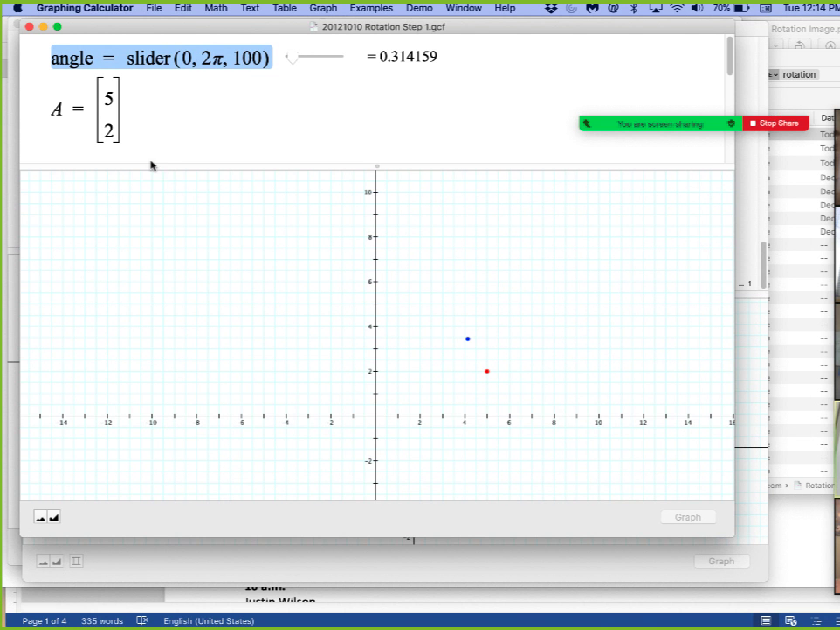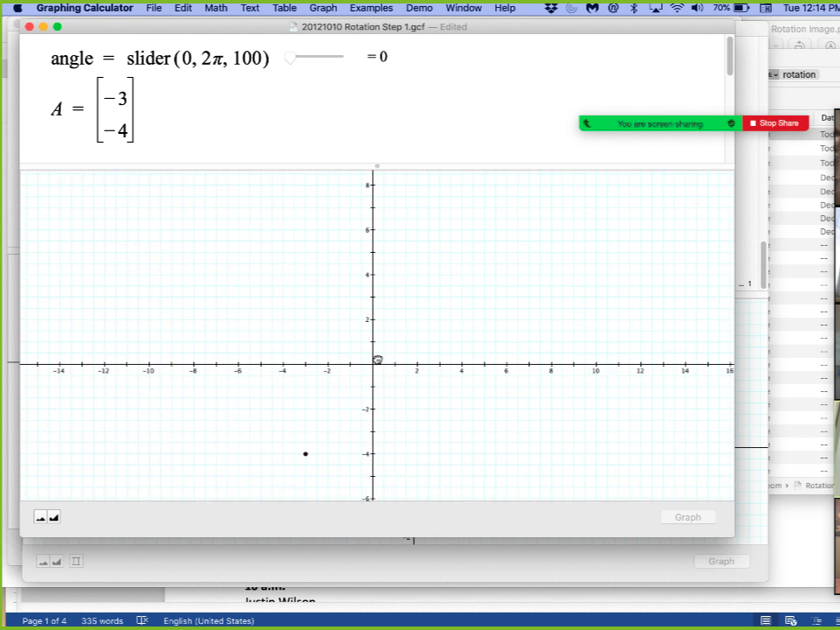This point we can move anywhere. So I can move it to, say, right now it's at 5, 2. I can move it to 7, -1. So now it would start there. I can move it over to the fourth quadrant, so -3, -4.